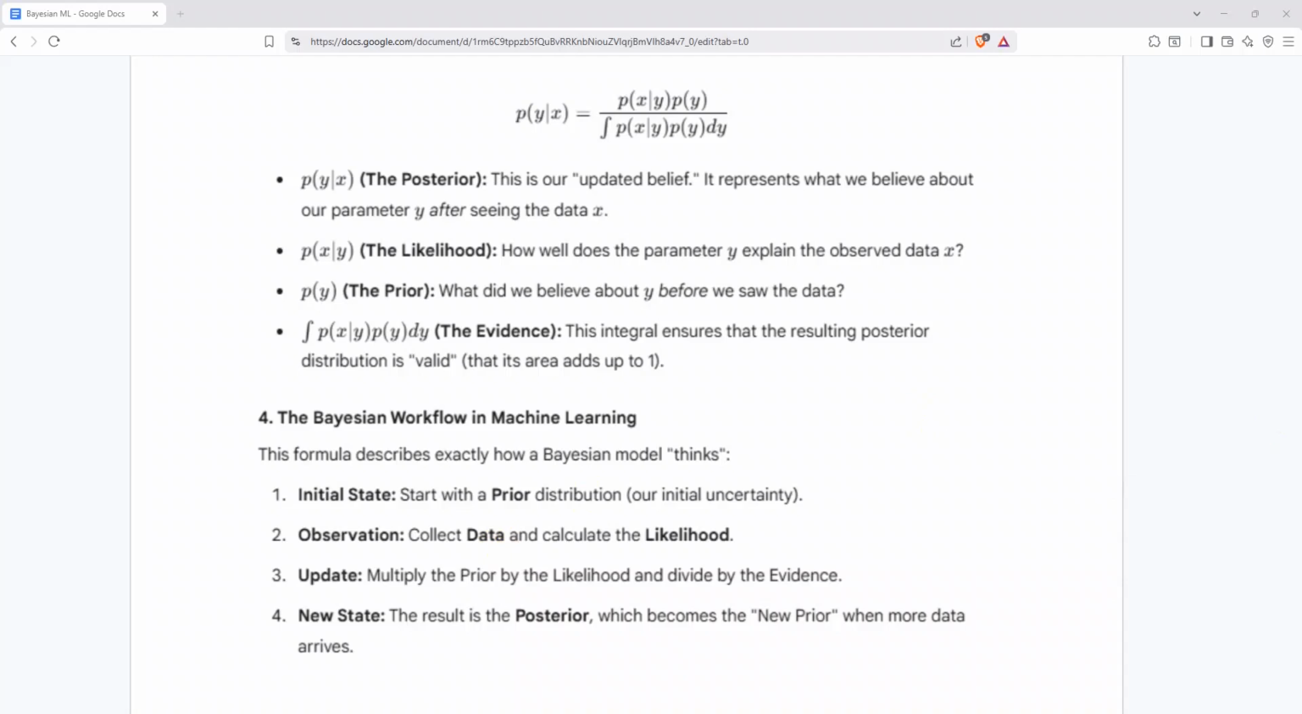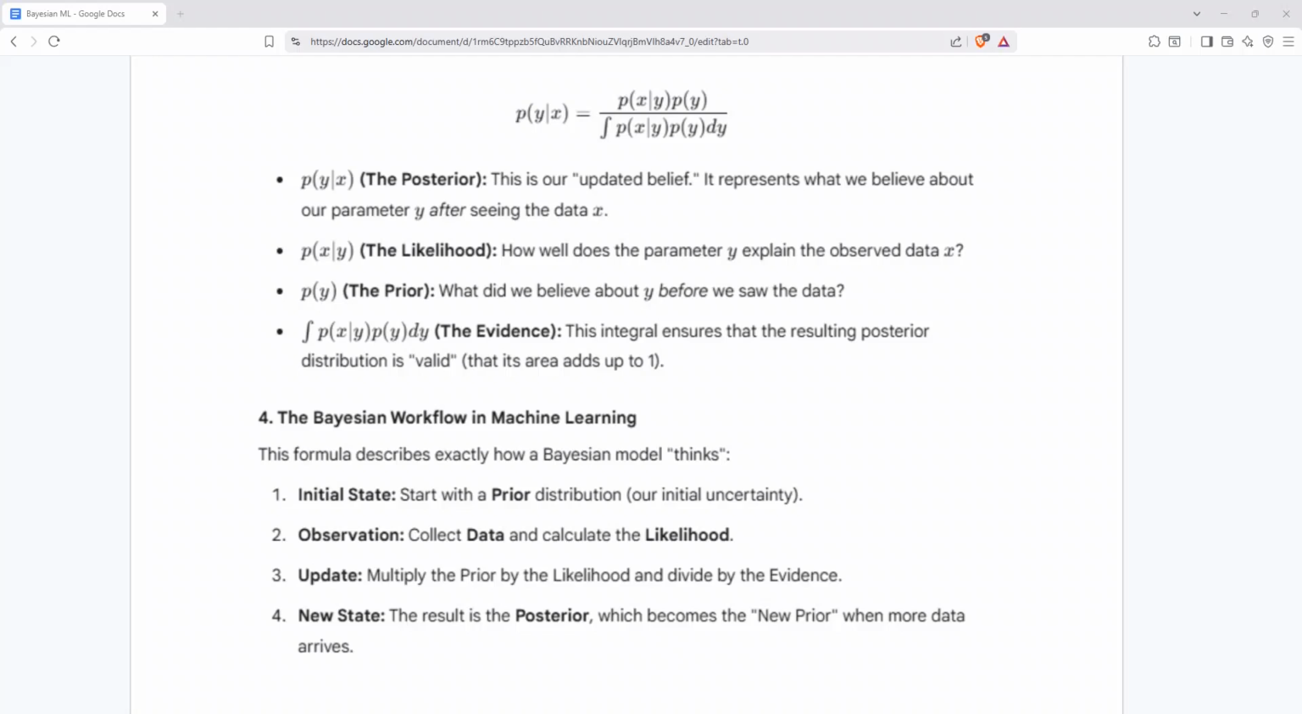This gives us a very clear workflow. We start with a prior, which is our initial belief. Then we observe data and compute the likelihood, and we combine them together, and then the result is the posterior or our updated belief. And here's the powerful part. This posterior can now become the new prior when new data comes in. So the model keeps learning and updating every time.